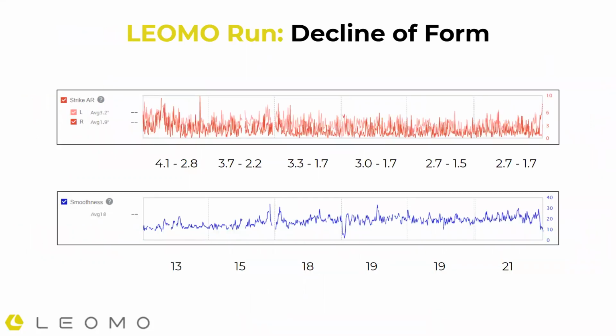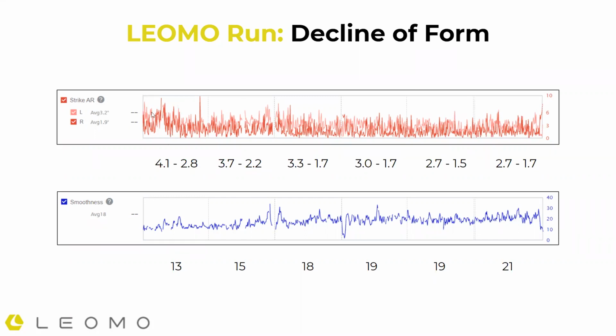So let's look at the decline of form then. Where are we dropping off? Two big areas stick out to me here. We see that strike angular range, sort of right from the first 10 minutes. So we have our 6 laps here, every 10-minute section of the 60-minute tempo. We can see the left-right values of strike angular range.